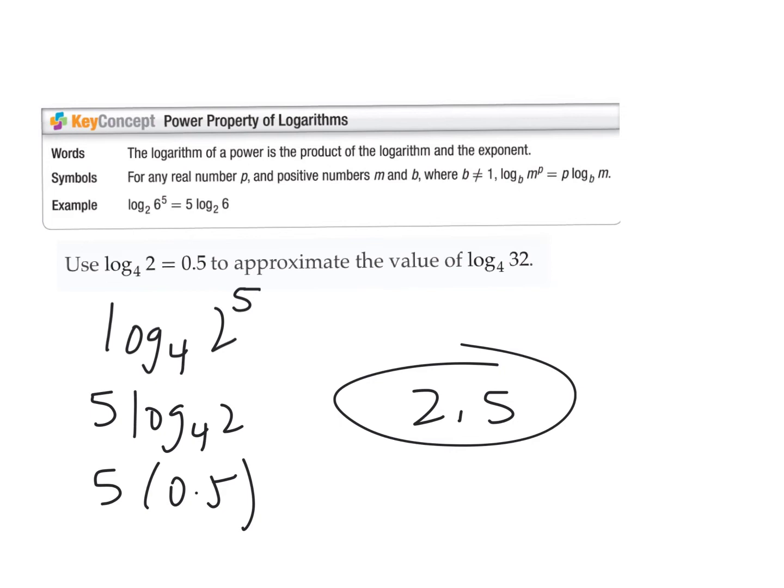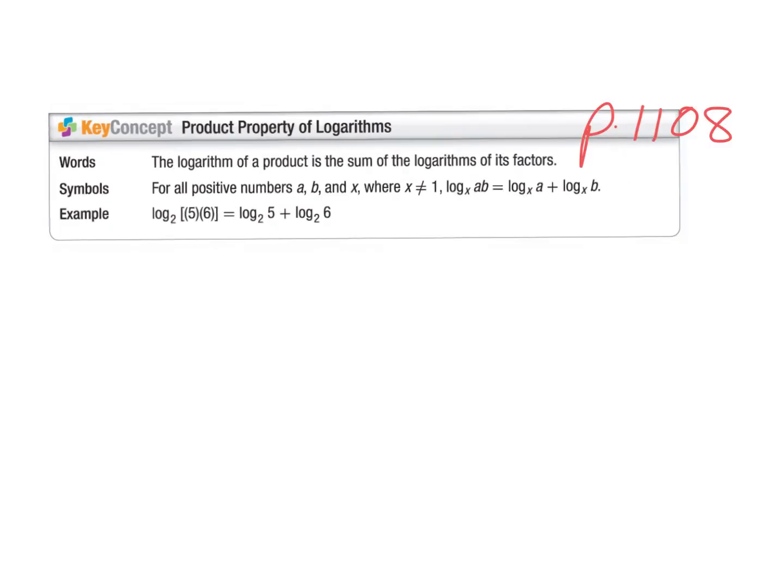Okay? Questions about that? All right, that's the power property. You'll get used to that one. That one's the easiest one, I think. The other properties are a little tougher. And the next one we're going to start with is the product property. Again, page 1108. So go ahead and get that situated in your notes. And then I'm going to break this down a little bit for you and go through it, and we'll show you how it works.